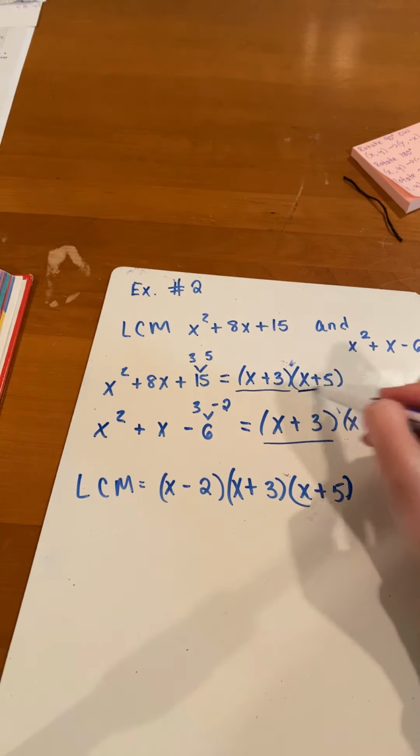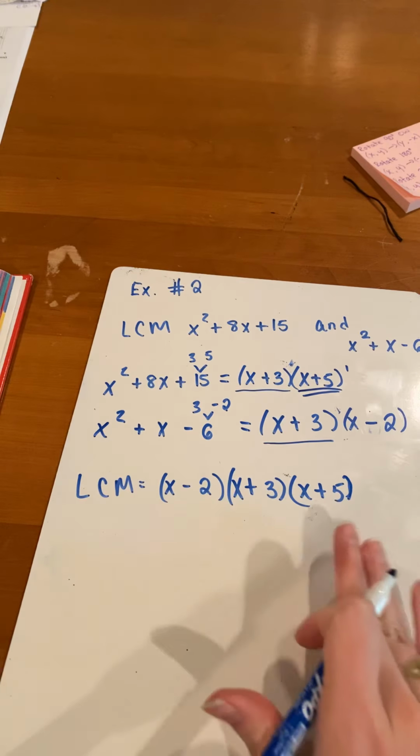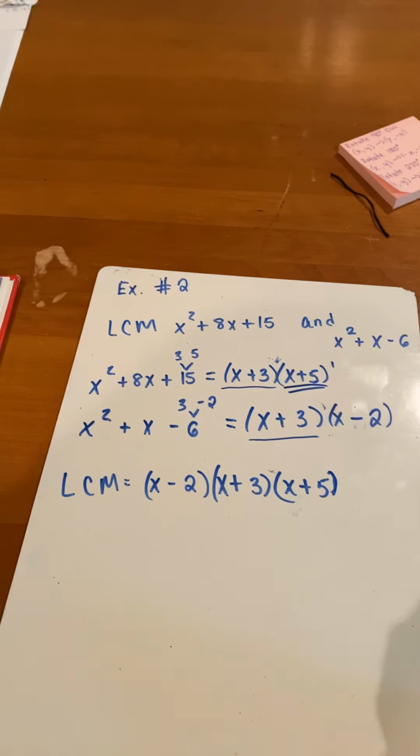And now lastly, we have x plus 5. So we've included x plus 5. It's only to a power of 1 as well, so we only include it one time. And so our least common multiple between these two polynomials is x minus 2 times x plus 3 times x plus 5. On to the top of the next page.